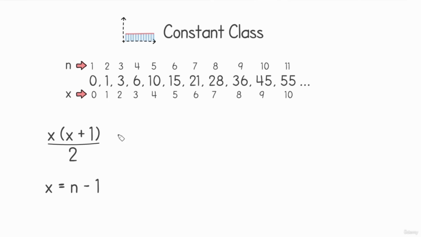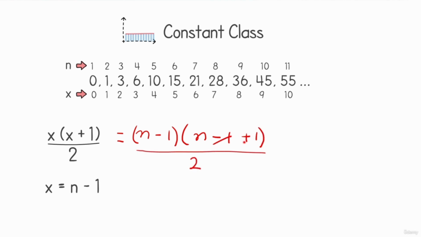We can easily do this, right? So instead of x, here we put n minus 1, and instead of x plus 1, we put n minus 1 plus 1. These two cancel each other, and we get n minus 1 times n. And we can simply switch around this order and make it divided by 2, giving us n times n minus 1 divided by 2.